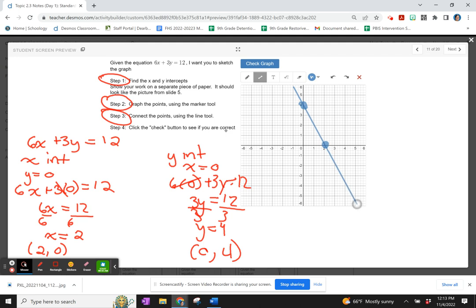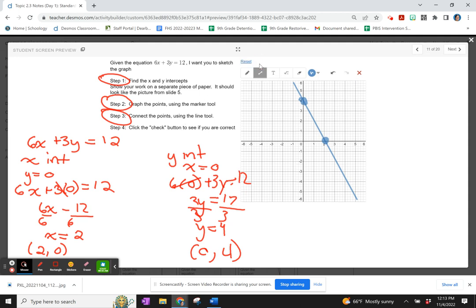Try to make it as perfect as possible. And then step 4, it says check. If your line is the same as the line graph, then you know you are correct. It goes through these points. It goes through 2 comma 0 and 0 comma 4. Now my line is slightly off because I didn't use a ruler or anything, but this is correct. If I would have switched them or did the wrong math, then my points would be all over the place.